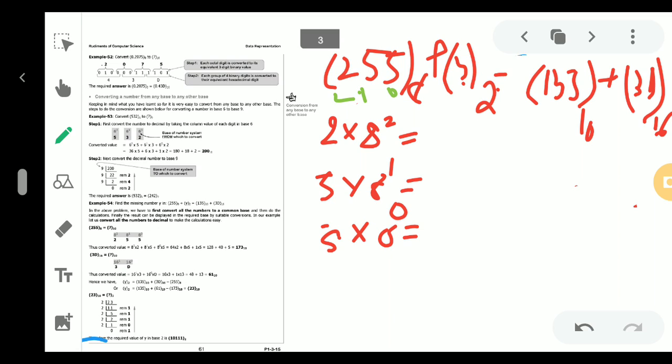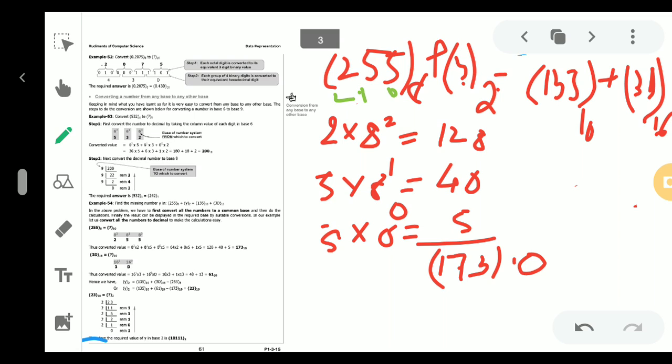So the answer we are getting is 64 into 2, that is 128. 5 into 8, that is 40. And anything to the power 0 is 1, means 5. So if we add the whole number, we are getting 173 base 10. Okay. So this part we have done.